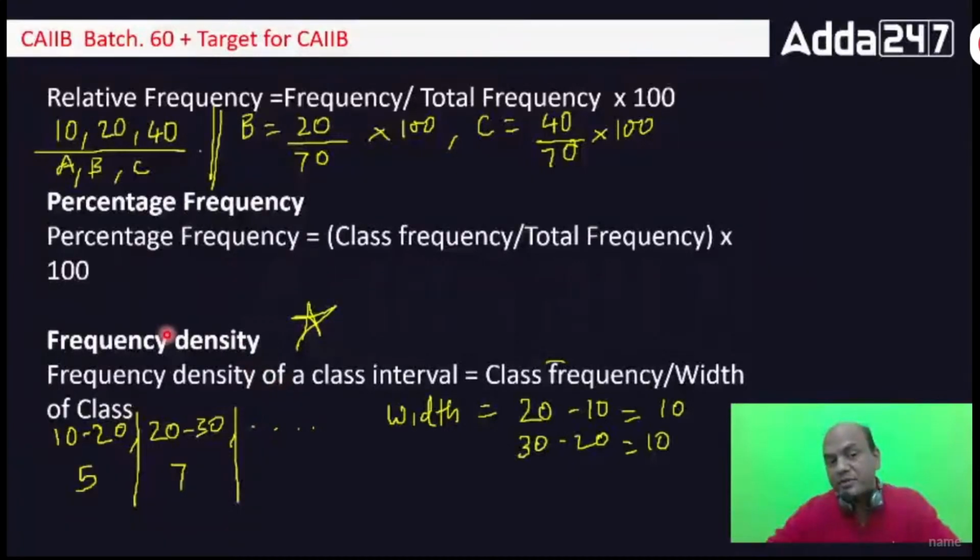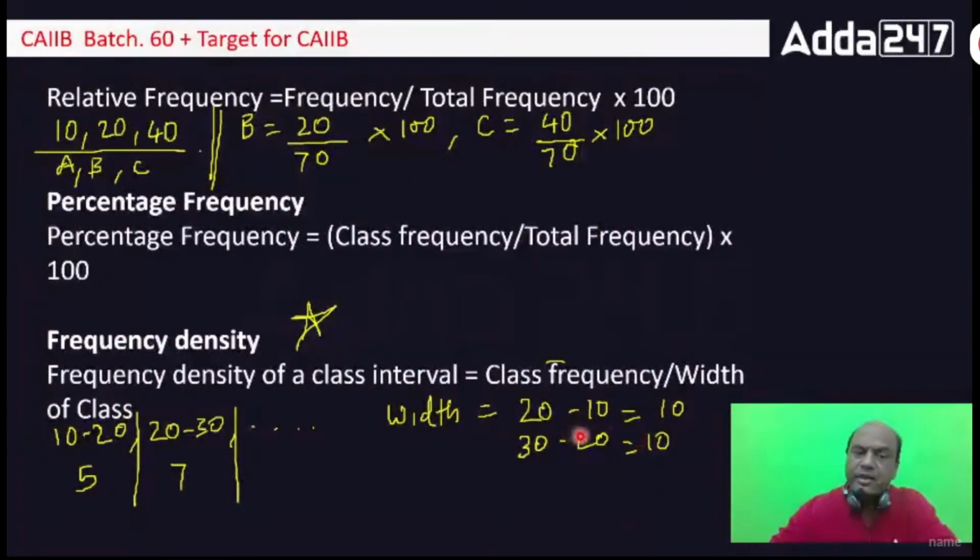Now the next question is frequency density. This question is asked in exam, that's why I have star marked this. Frequency density of the class interval equals class frequency upon width of the class. Class frequency means whatever frequency you have, 5, 7. What is width? Width means the difference. 30 minus 20, 20 minus 10, all this.